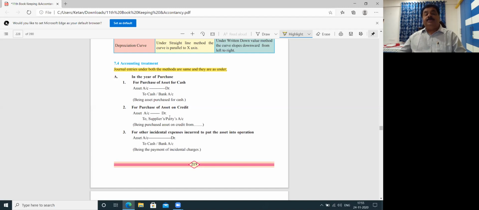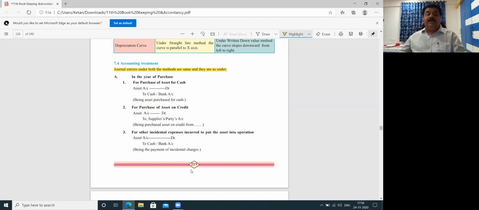For purchase of the asset on credit, asset account debit to supplier or party account. For example, it is purchased from Hindustan Tools Limited. Then machinery account debit to Hindustan Tools Limited account because that is purchased on credit. For other incidental expenses incurred to put the asset into operation, like erection charges, fixation charges, commissioning or trial charges, okay, transport expenses are added in the value.